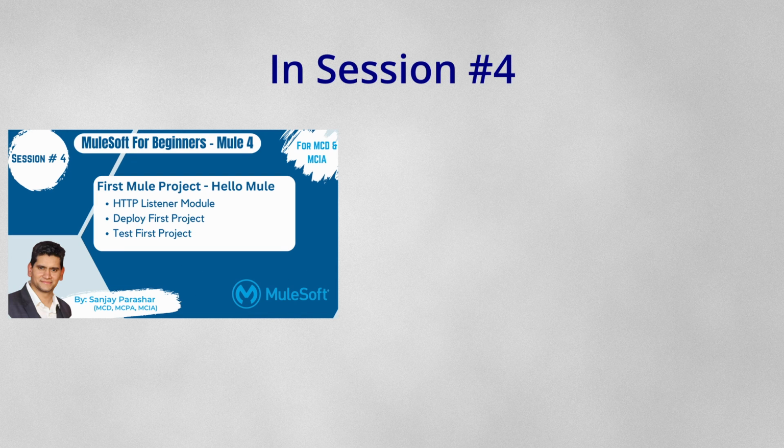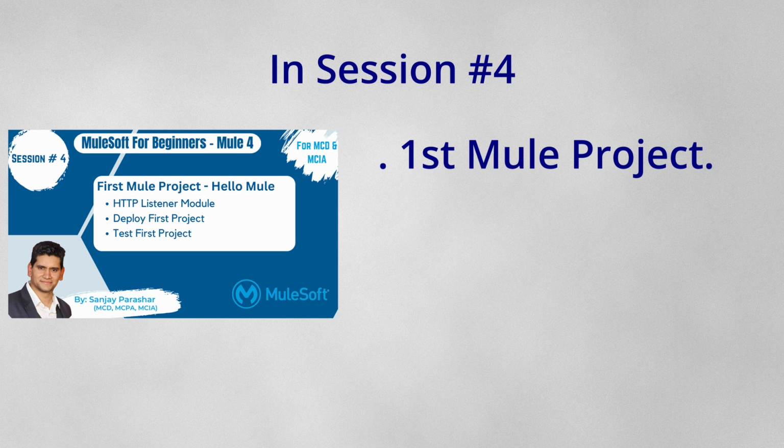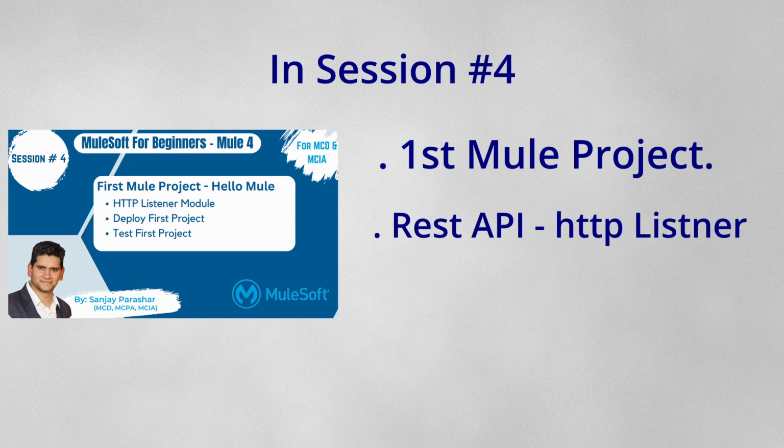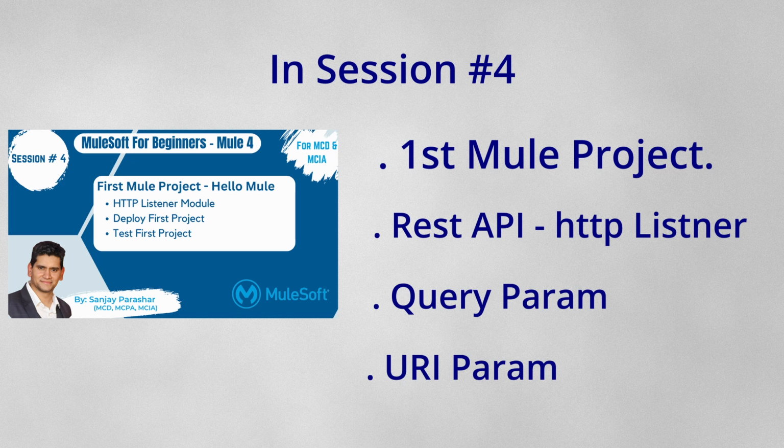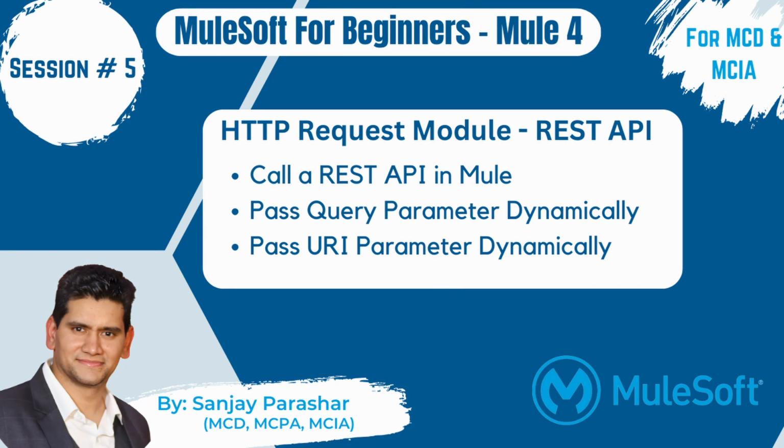In our last session, we created our first Mule project and we created a REST API using HTTP listener processor, which takes a query parameter and a URI parameter and send the response back to the user. In today's session, we will learn how you can call a REST service using HTTP request processor. For demo, you can call the REST API that you have created in the last session, but to keep it interesting, let's call any of the publicly available REST API.